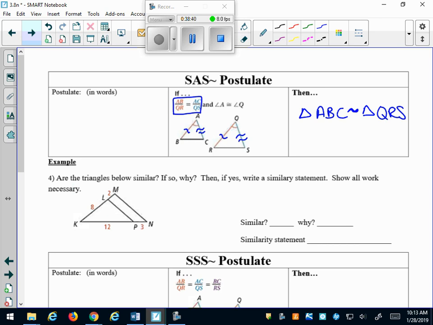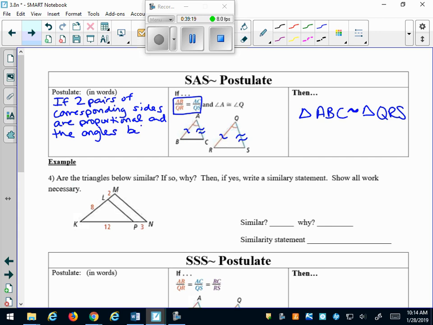So how should we write that in words? If 2 pairs of corresponding sides, not similar. It doesn't make sense to say sides are similar. What's the word we're going to use here? Are proportional. And the angles between them are congruent, then the triangles are similar.